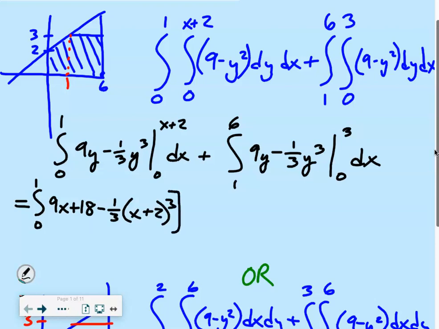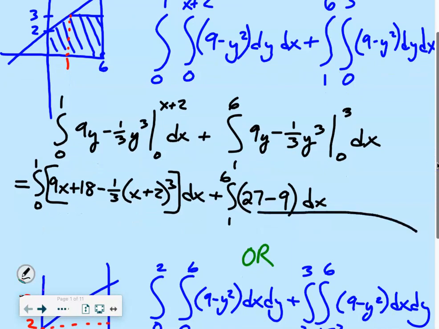So this whole thing dx, plus the integral from 1 to 6 of 27 minus 9. 27 divided by 3 is 9, 27 minus 9, yes. So the answer is 18. Okay, do we match up so far? Yes? Okay, good. Let me give myself a little more space.